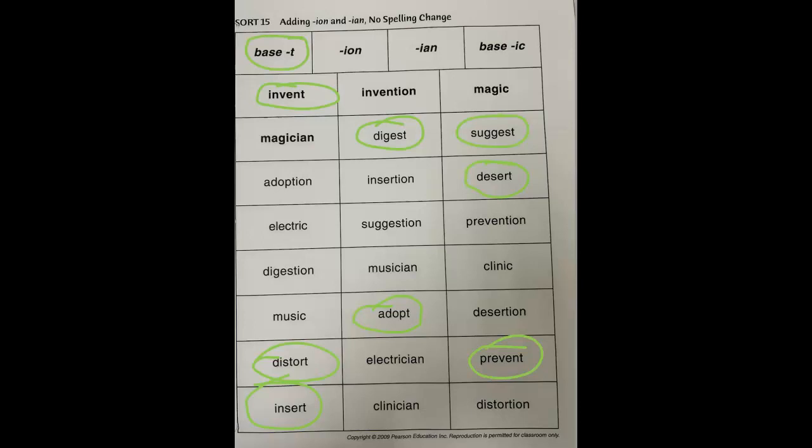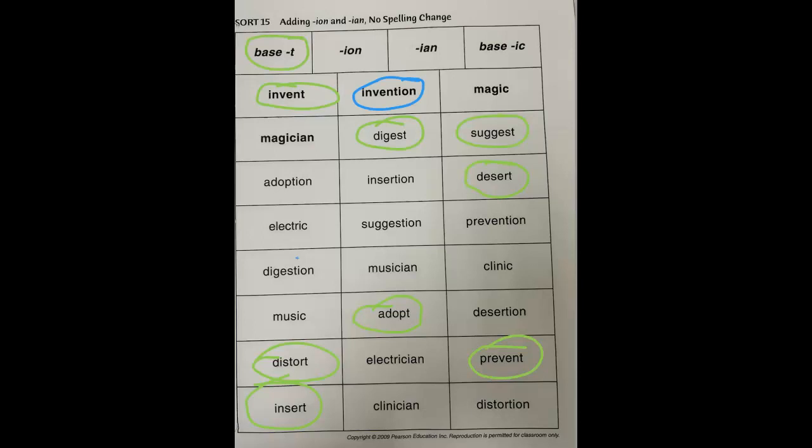Go ahead and switch your color. Okay, so now these base words, we're going to add the suffix ION. What I want you to really pay attention to is how does it change the ending? So we're going to add ION. How does it change how you say the ending? So we went from invent to invention. I don't hear the T anymore. I hear sh. Invention.